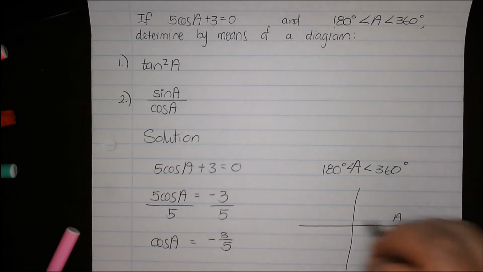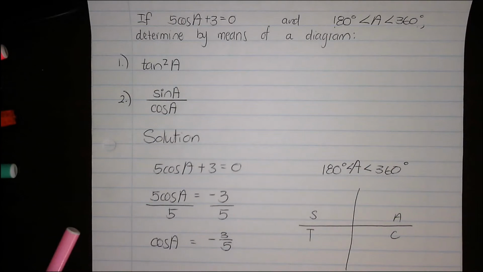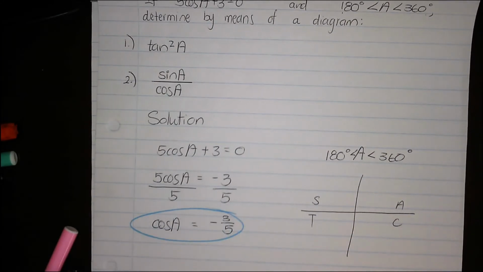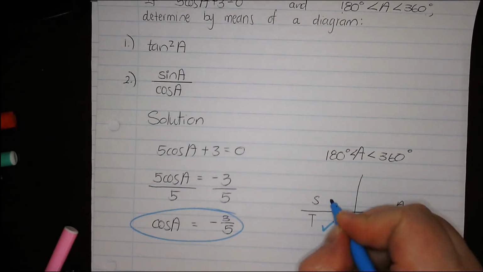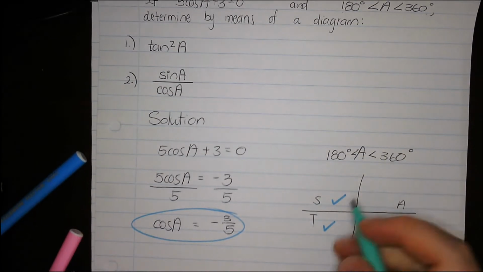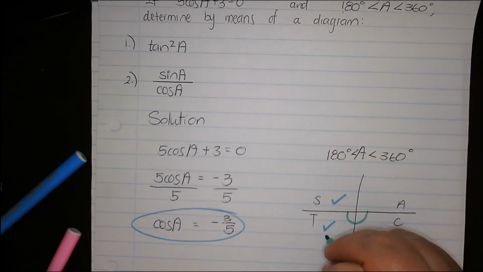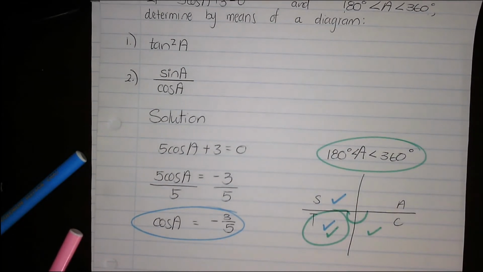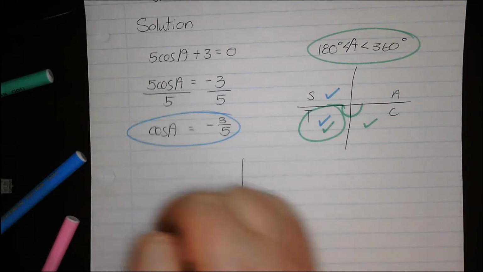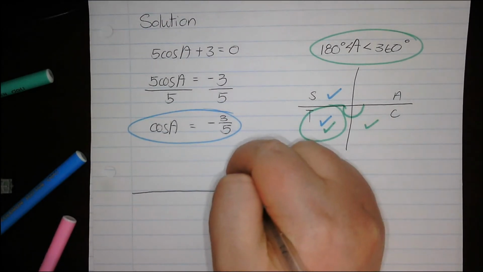We're going to draw a cos table. This can be very rough. And you can say, okay, cosine is negative over here and over here. And then we want the angle to be between 180 and 360, which is over here and over here. So we're going to work in the third quadrant. So we're going to draw a rough sketch over here.